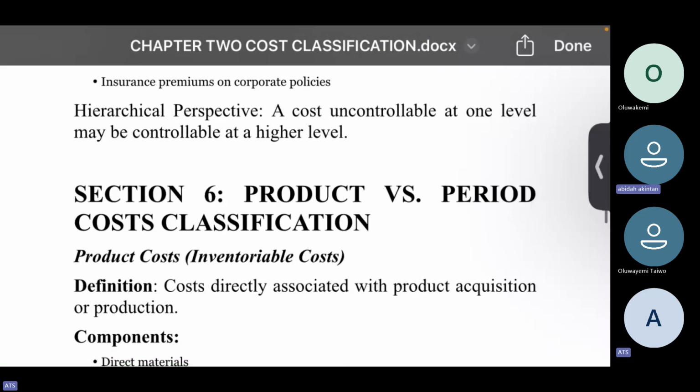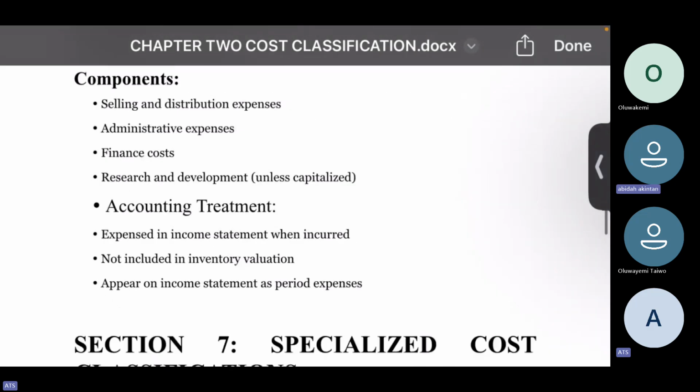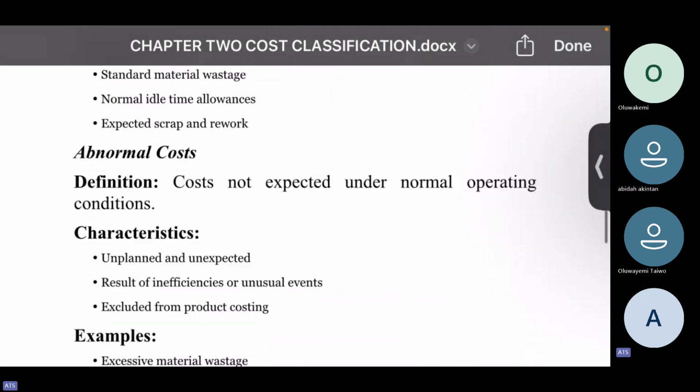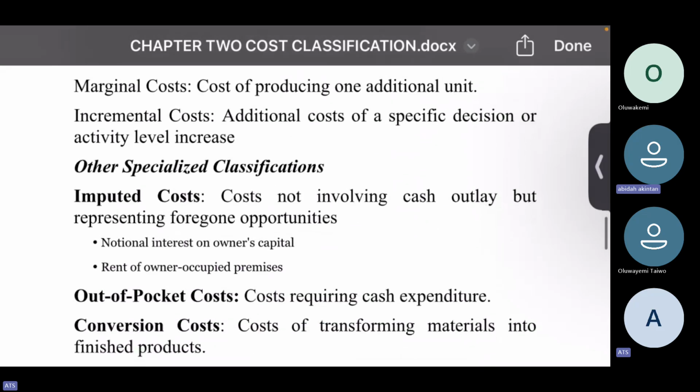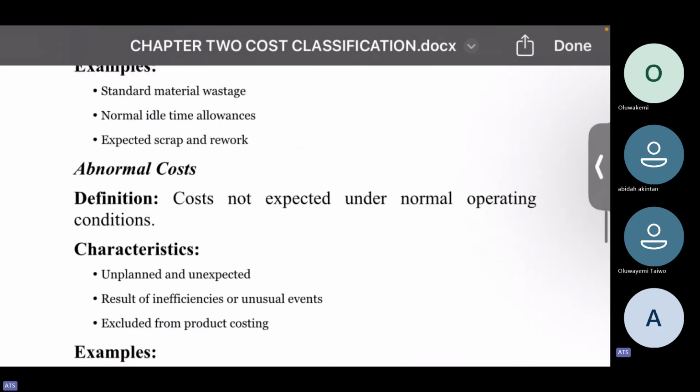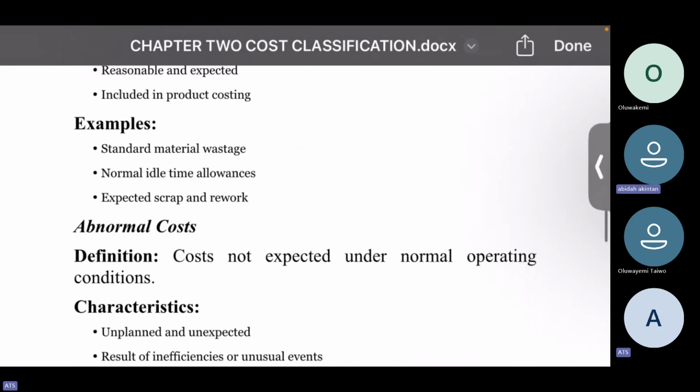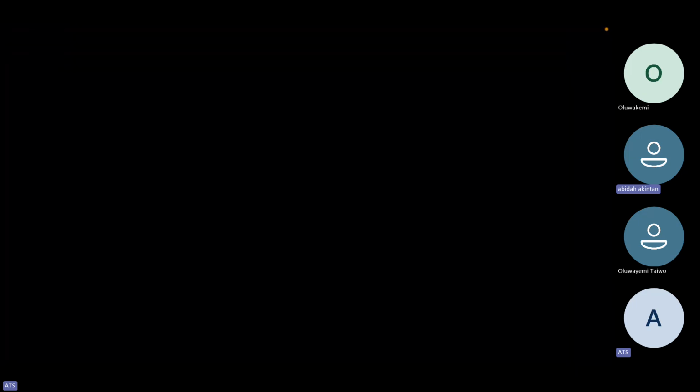Now that those are controllable and uncontrollable, the last classification will be, okay, there are a lot of classifications of costs actually, but maybe because of time, I'll cut it short.